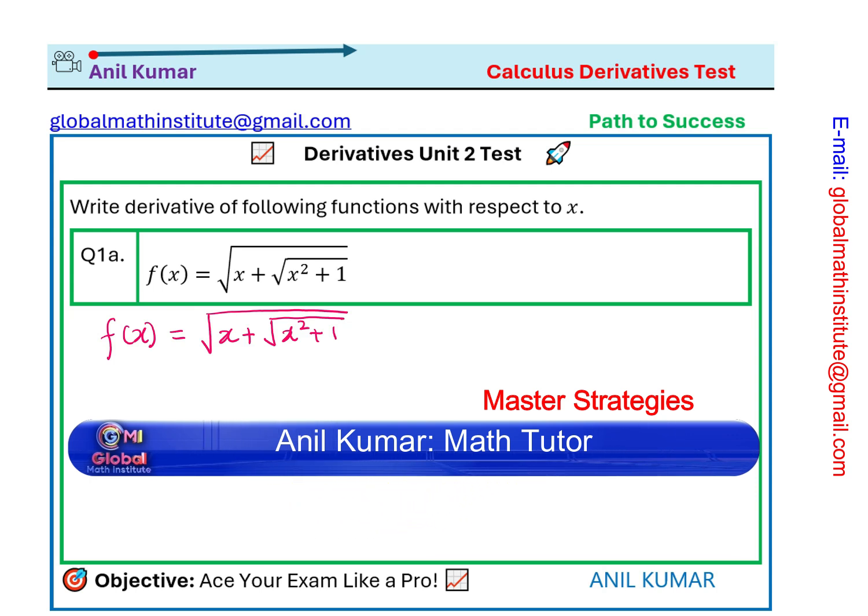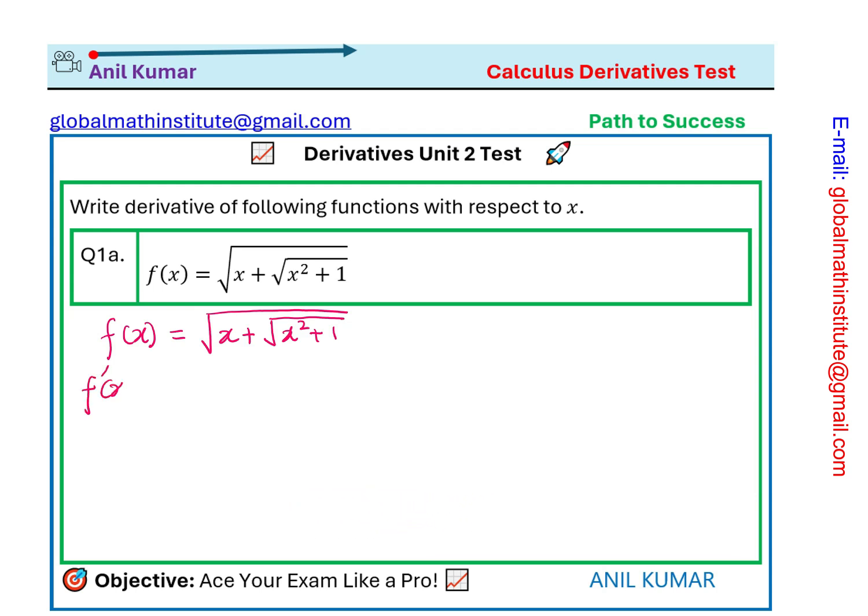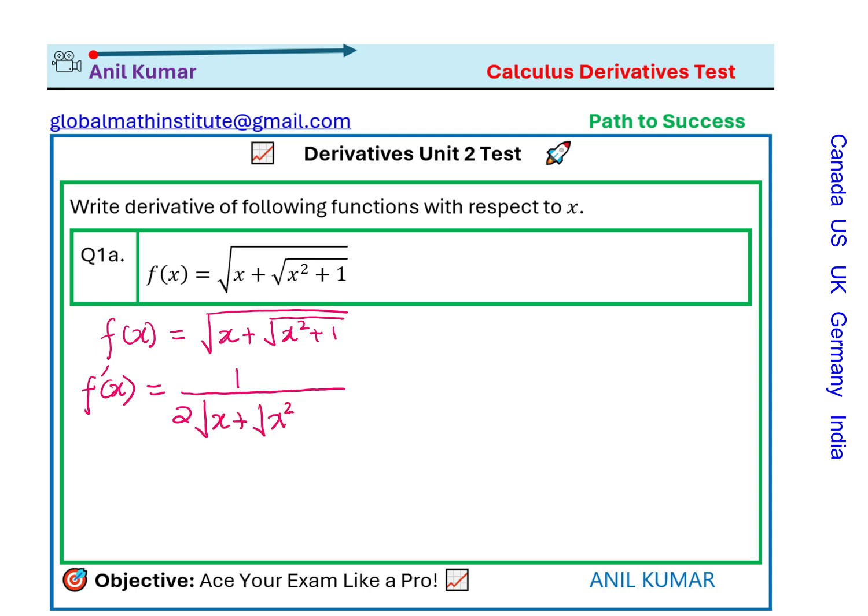So we are saying the derivative of this particular function, which we need to find with respect to x, is derivative of all this. So as you know, derivative of square root is 1 over 2 square root x, right? So I'll write it straight, which is 1 over 2 square root of x plus square root of x squared plus 1. Make sense? Correct. So that's the derivative of the function.